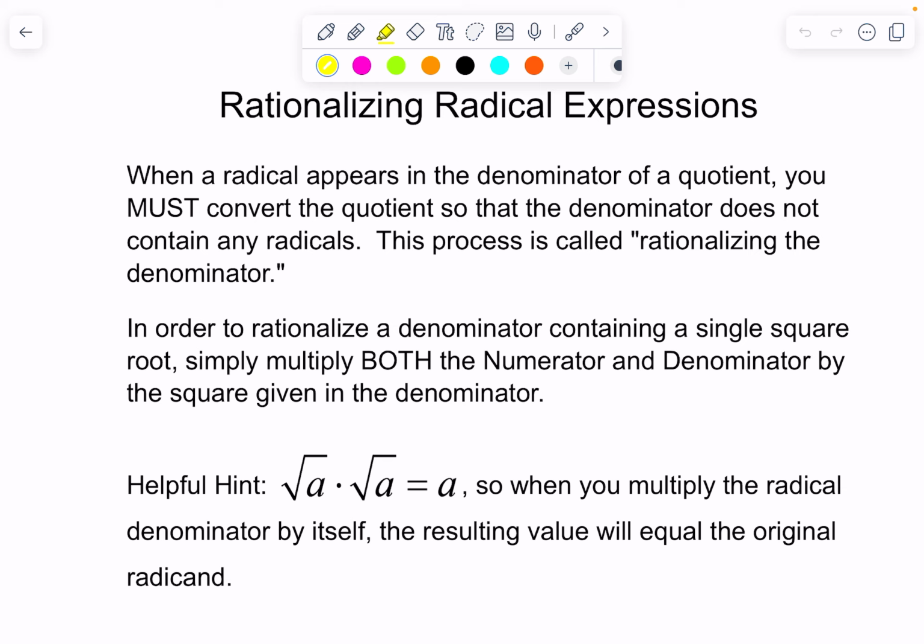Today we're going to learn how to rationalize radical expressions. So let's get right to it. When a radical appears in the denominator of a quotient, you must convert the quotient so that the denominator does not contain the radical any longer. This is a process called rationalizing the denominator.